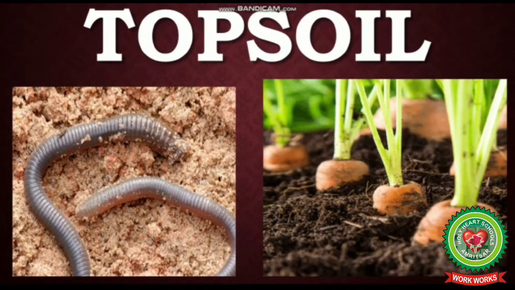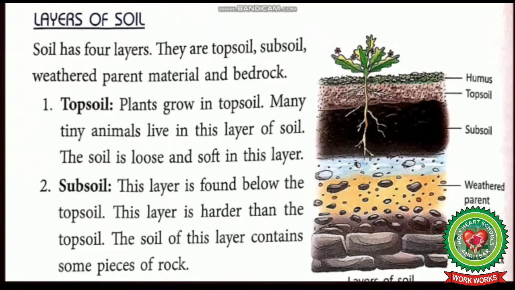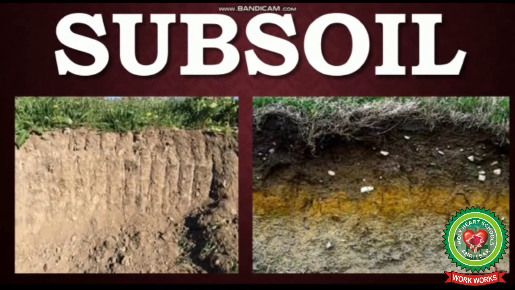Now come along. Number 2 is subsoil. This layer is found below the topsoil. This layer is harder than the topsoil. The soil of this layer contains some pieces of rock. Students, just under the topsoil lies another layer called subsoil. It is comparatively harder and more compact than topsoil. It is lighter in color than the topsoil as there is less humus in this layer.